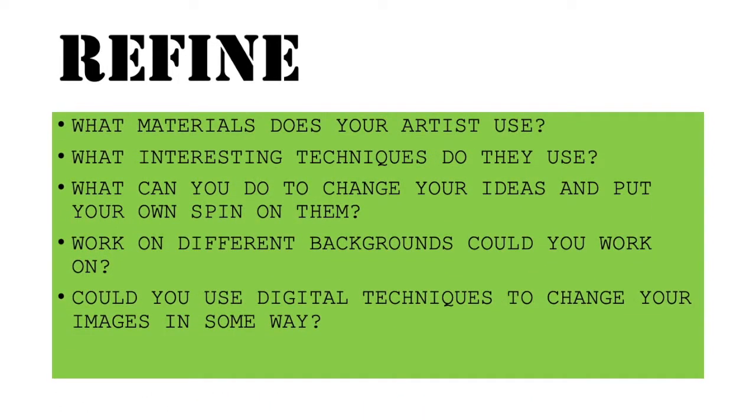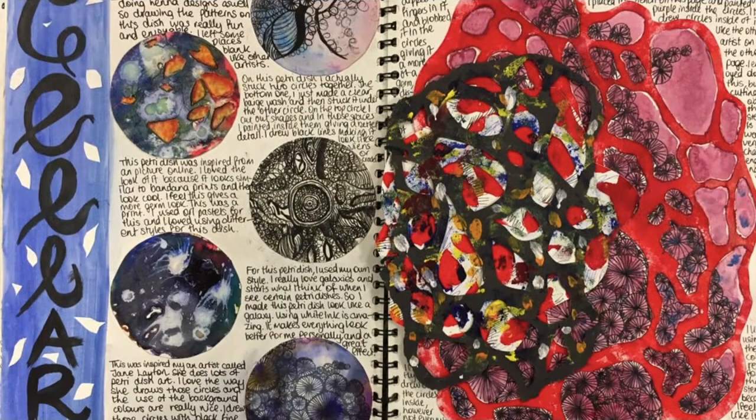Refinement. This is where you start to experiment and use different materials. What materials does the artist use? What interesting techniques do they use? What can you do to change your ideas and put your own spin on them? Work on different backgrounds. Could you work on different types of paper or unusual materials? For example, you could even draw on pieces of old wood. Could you use digital technologies to change your images in some way? There are lots and lots of apps out there that could do this for you. Here are some examples of refinement pages from students.